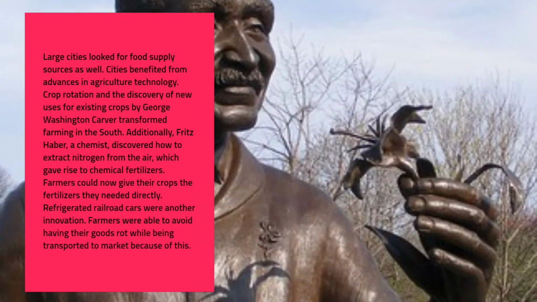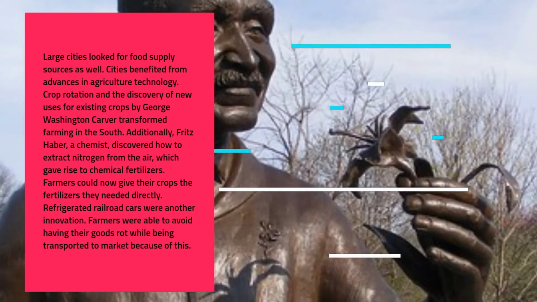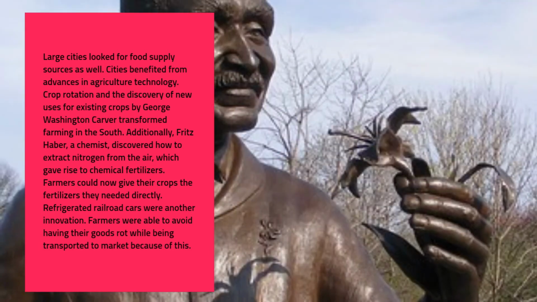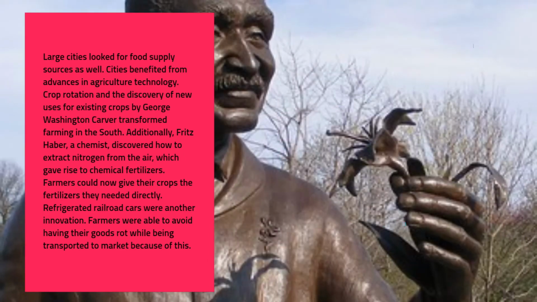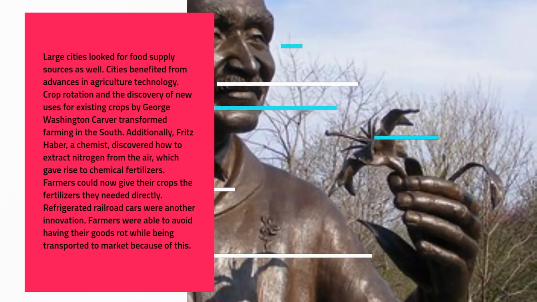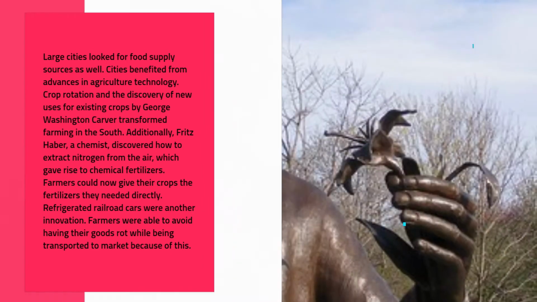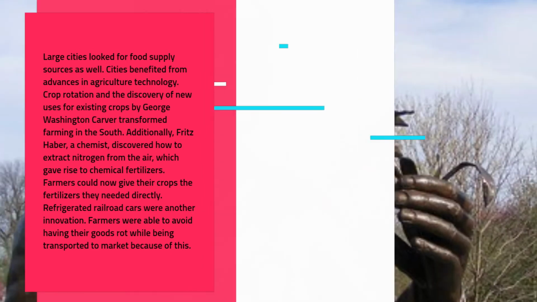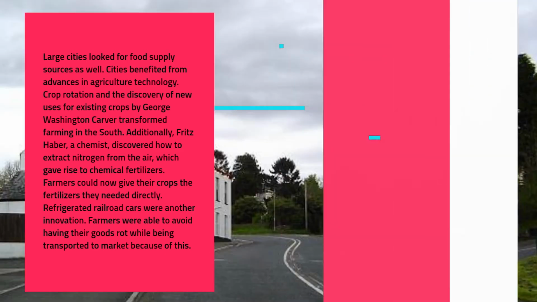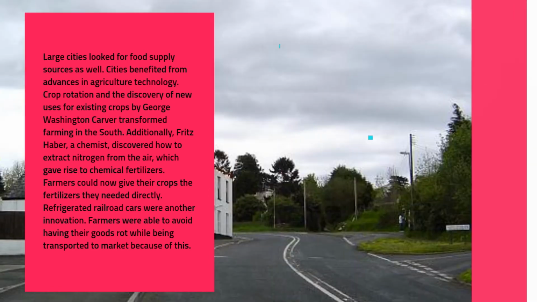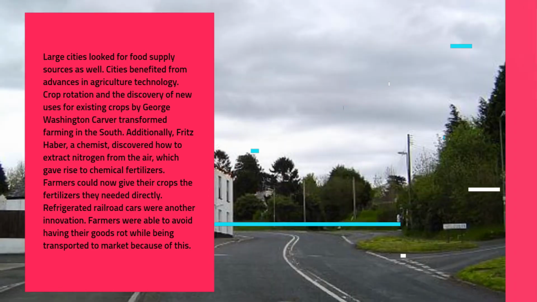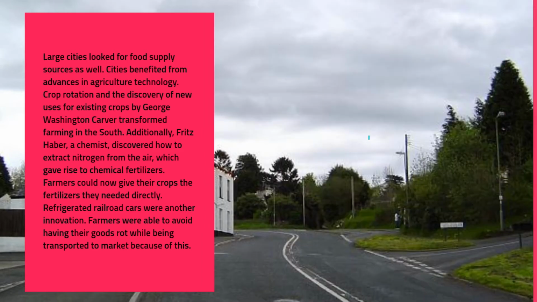Large cities looked for food supply sources as well. Cities benefited from advances in agriculture technology, crop rotation and the discovery of new uses for existing crops by George Washington Carver transformed farming in the South. Additionally, Fritz Haber, a chemist, discovered how to extract nitrogen from the air, which gave rise to chemical fertilizers. Farmers could now give their crops the fertilizers they needed directly.